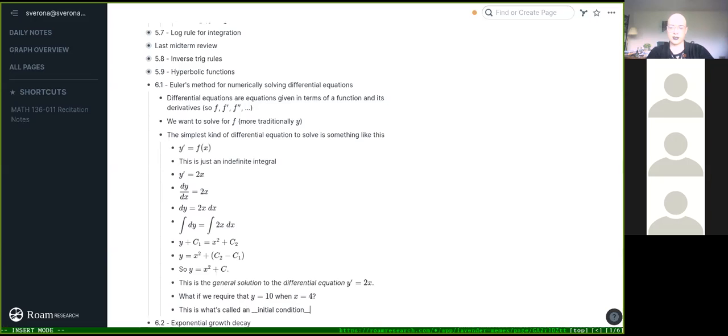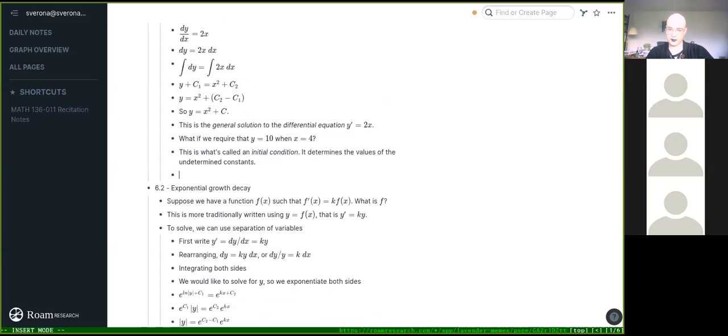And it determines the value of the undetermined constants. So if you remember something about solving systems of equations, if I have two undetermined coefficients, I'm going to need two initial conditions.